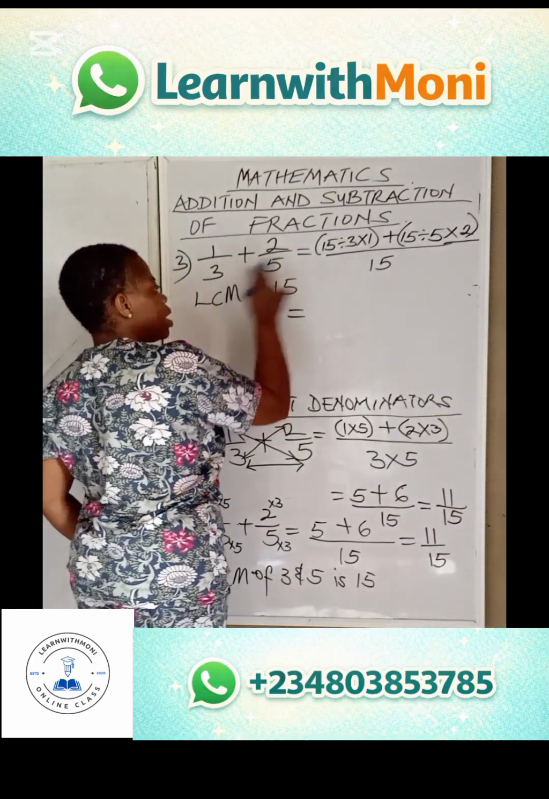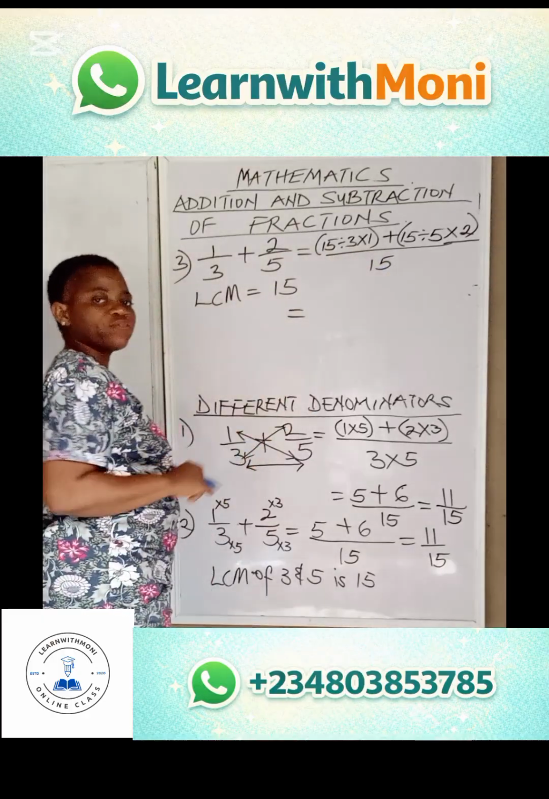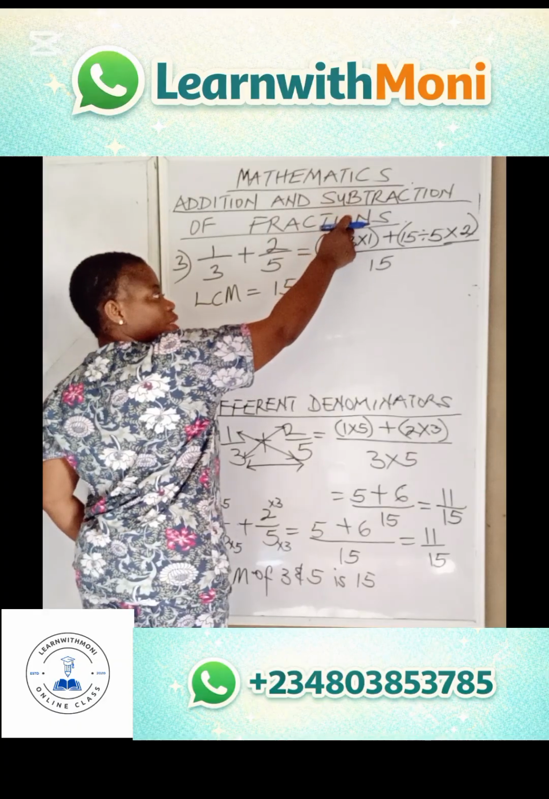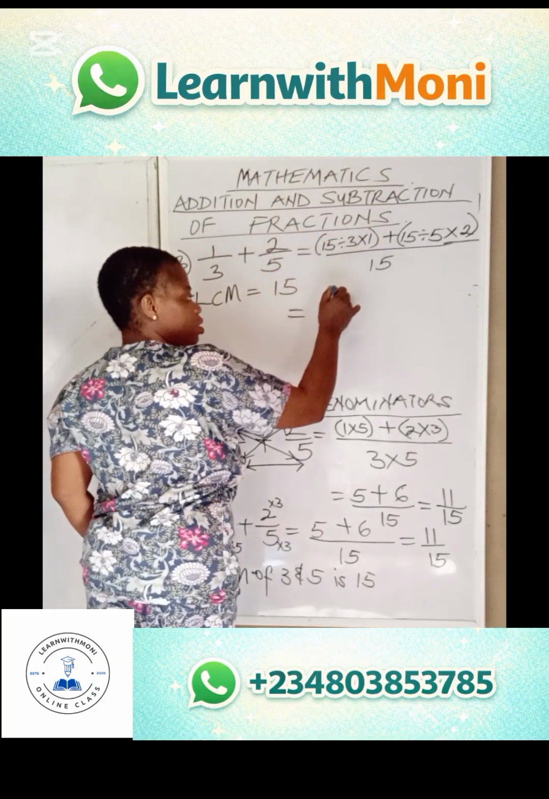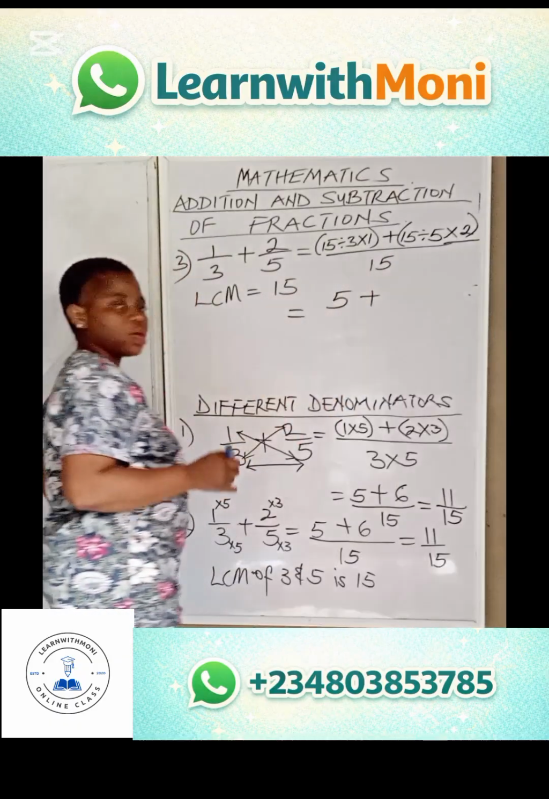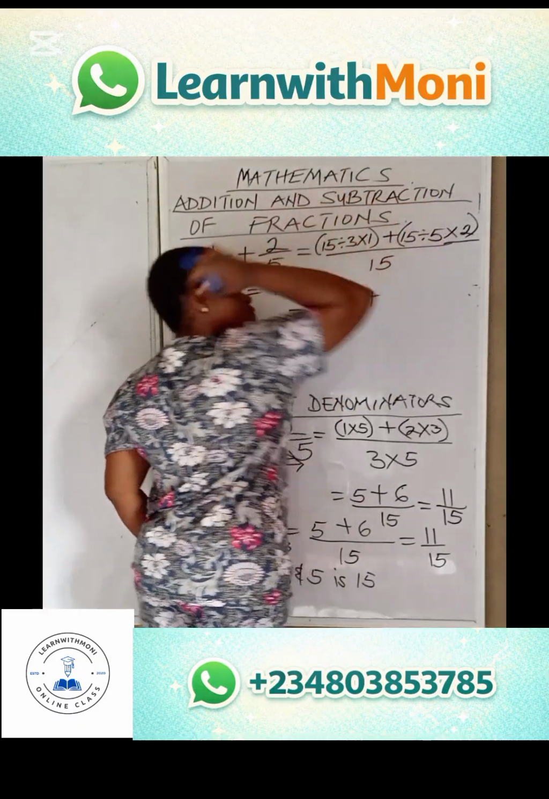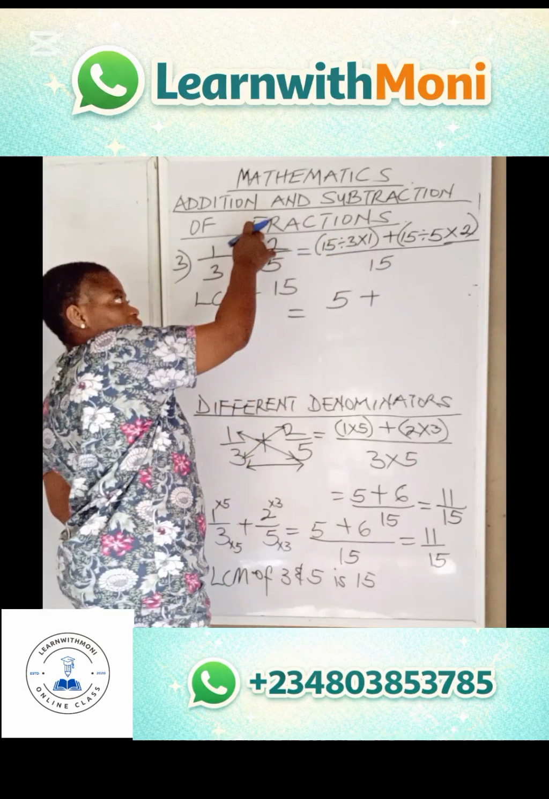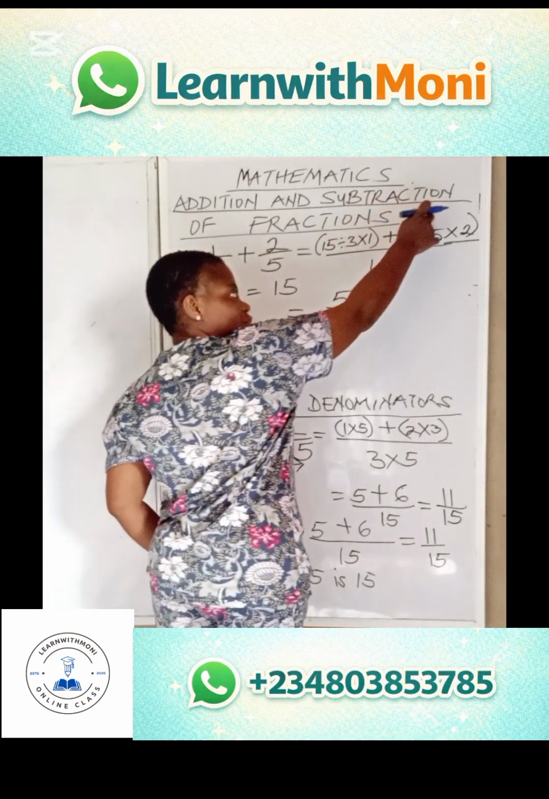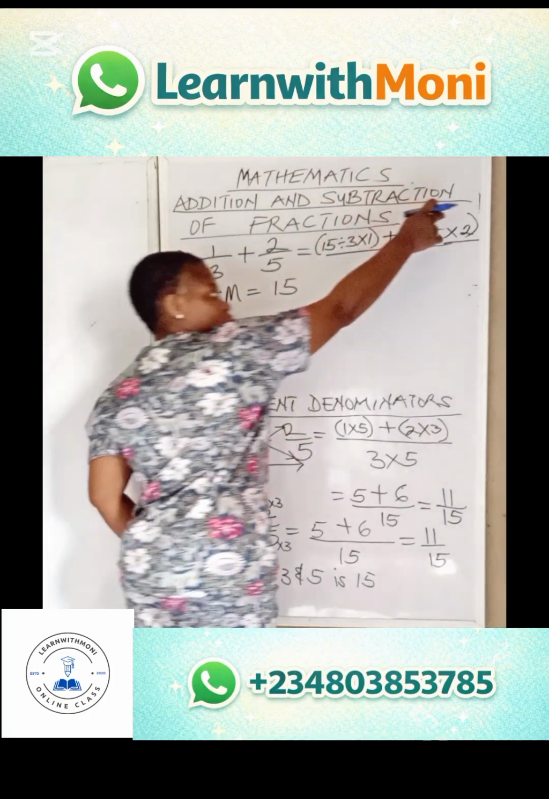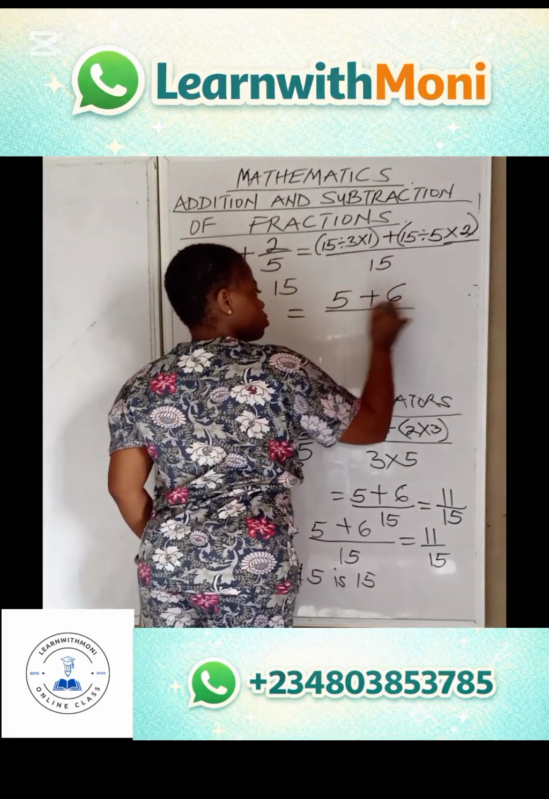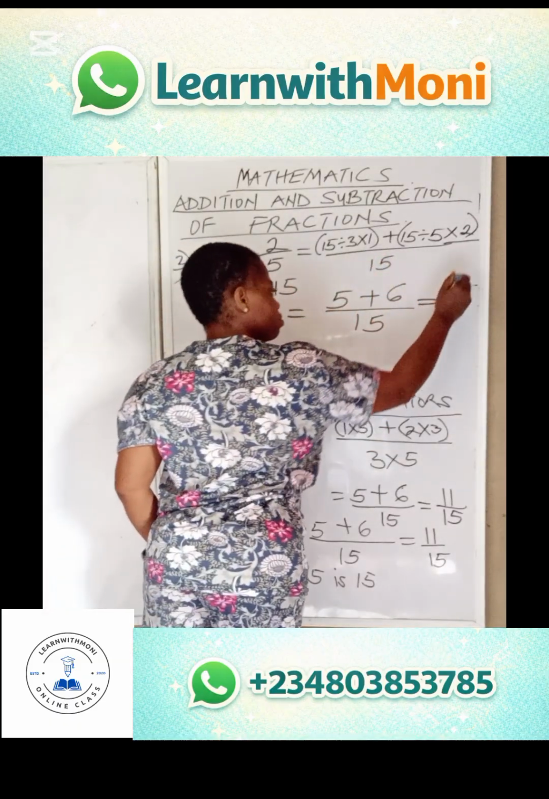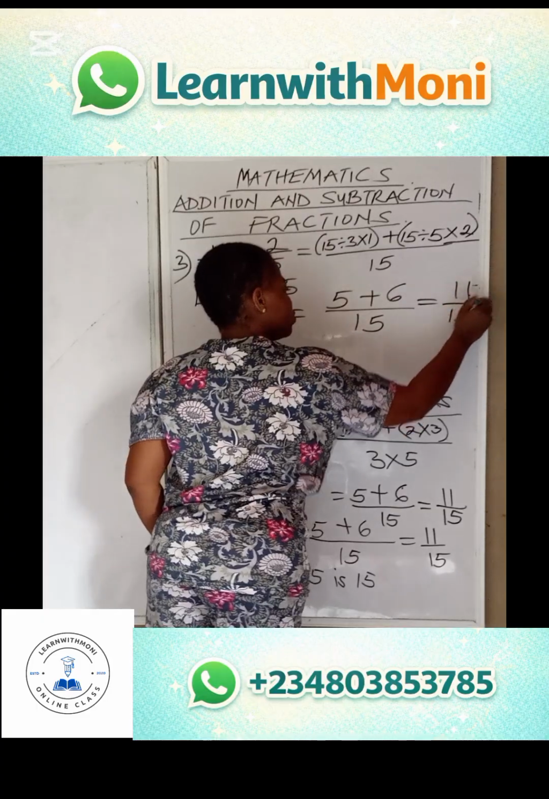This means how many 3 can I get in 15? That is 5. 5 times 1 is 5. And that is what I have here. 15 divided by 3 is 5. 5 times 1 is 5. Plus 15 divided by 5 is 3. That is how many 5 can I get in 15? 3. 3 times 2 is 6. 15 divided by 5 is 3. 3 times 2 is 6 over 15. 5 plus 6 is 11 over 15.